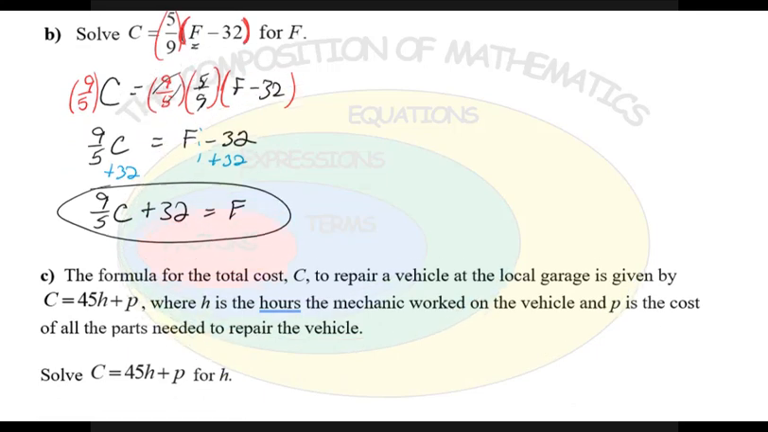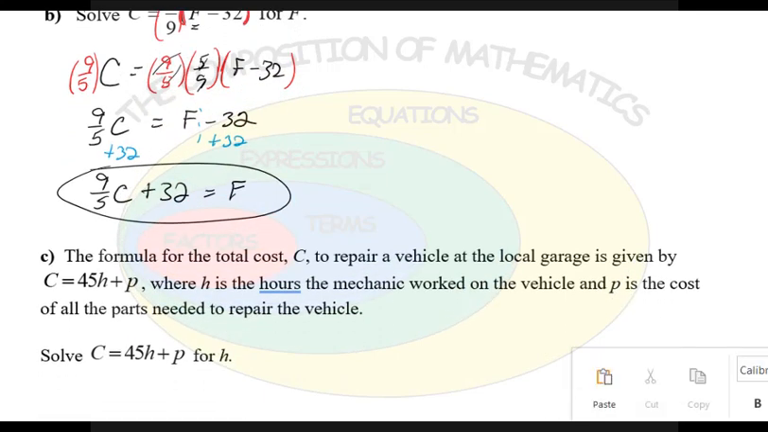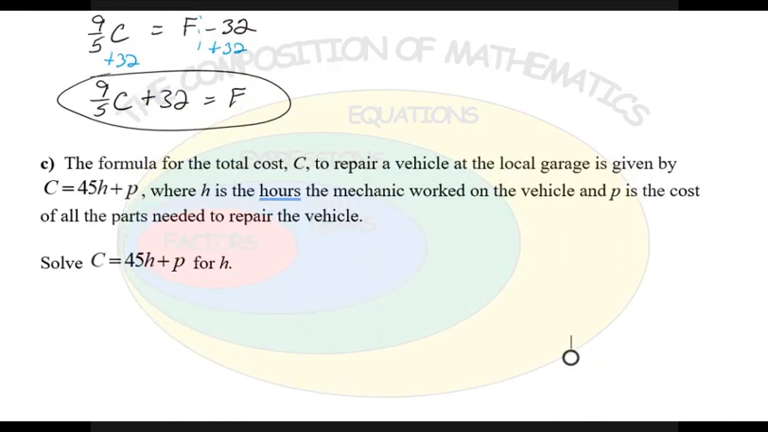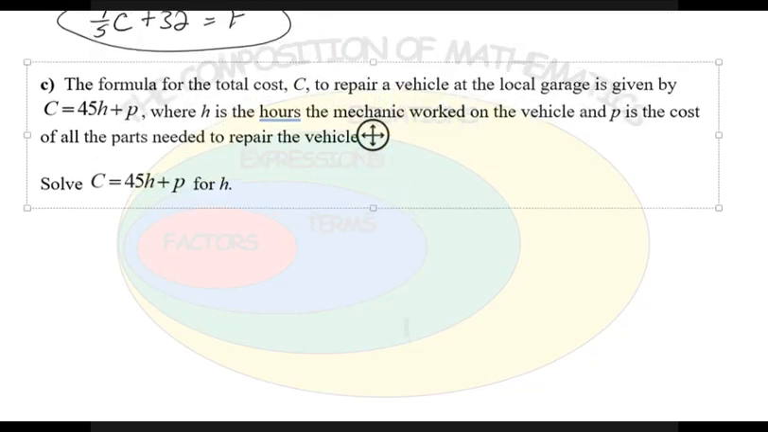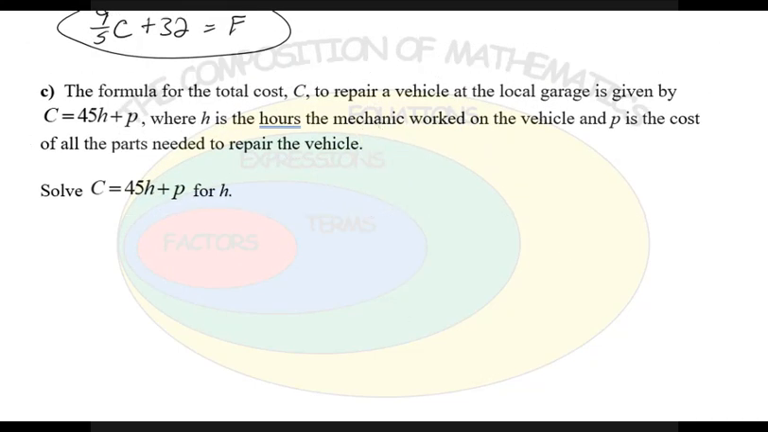Alright, so the last problem, we want to solve this formula for H. And again, we notice that H is sitting right here. So this is the term that we want to isolate first. So we're going to subtract P from both sides. So the left side becomes C, and then minus P, and then that equals 45H.